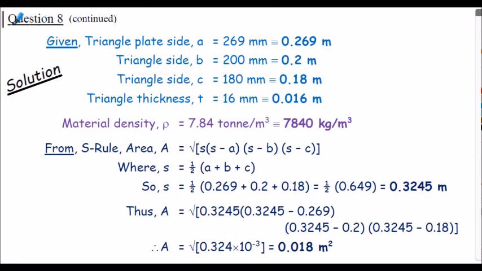So question 8, here's the solution. I'm going to let you review it at your own pace. Just be careful extracting information from the question for the mass density, and also be careful when you apply the S rule formula, you use the appropriate values in the question. This is the area of the triangle.